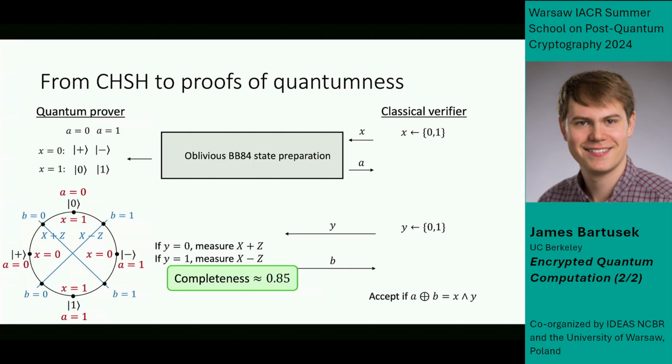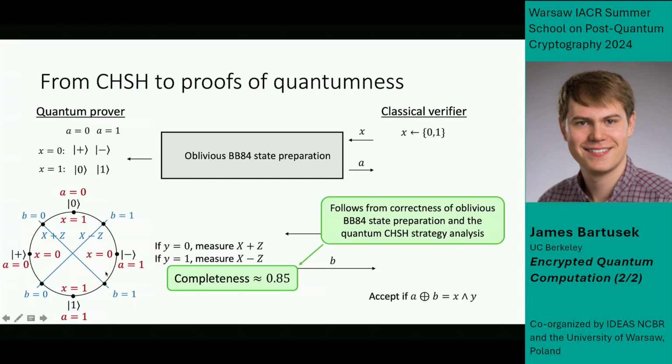But first let's just check completeness. The completeness parameter is about 0.85. What a quantum prover can do is just follow Bob's strategy that we covered from CHSH. By the fact that this oblivious state preparation protocol is correct, and the analysis that we covered a couple slides ago, the prover will be able to cause the verifier to win with 0.85 probability.